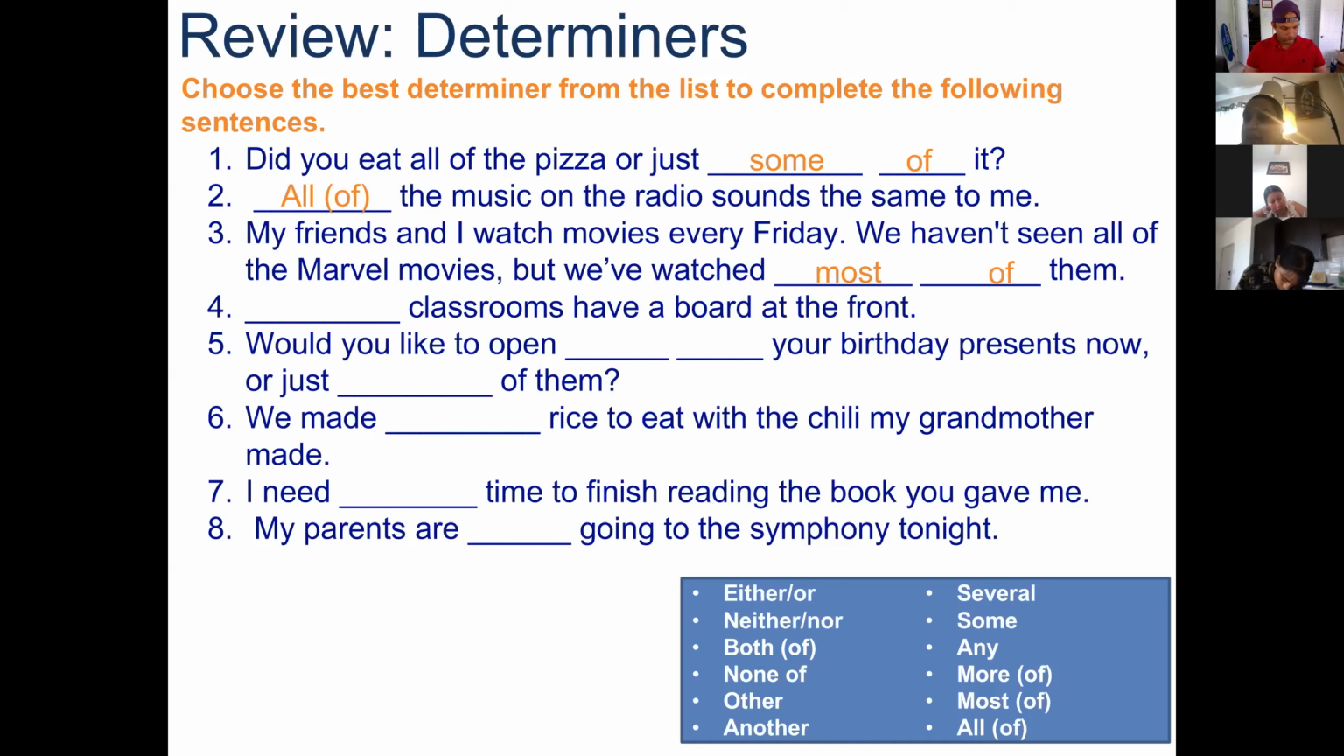Several classrooms have a board at the front. Most of the classrooms have a board at the front. Would you like to open all of your birthday presents now or just some of them?